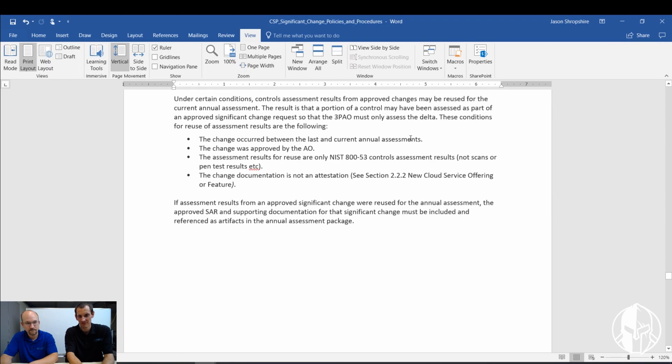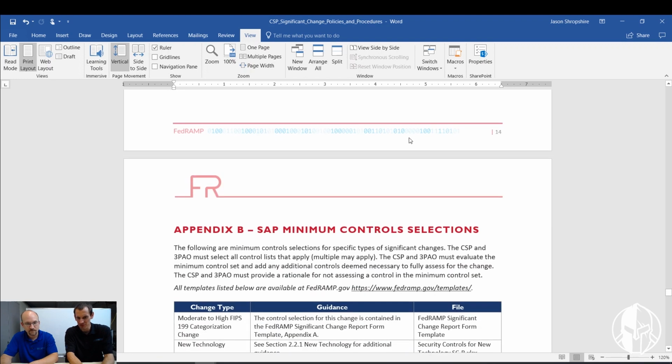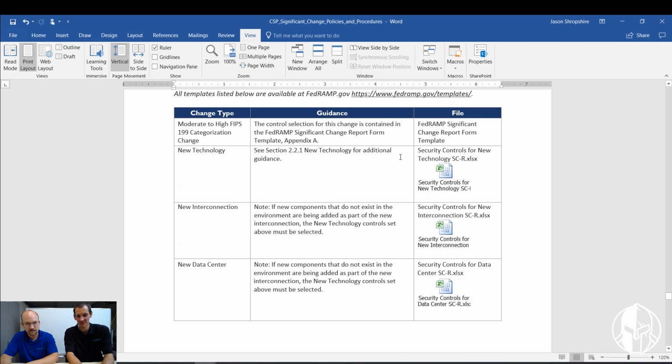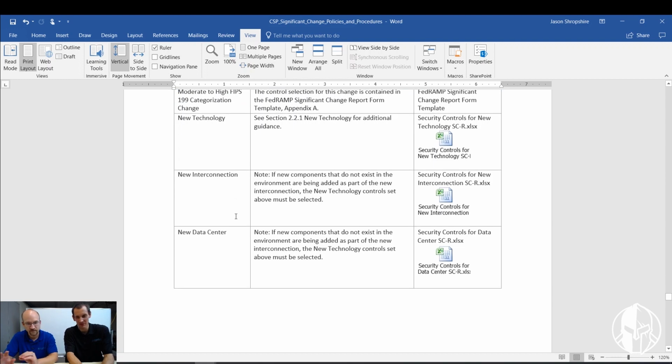And then it was Appendix B. Really, this is when they get into the appendix. Here's the different control breakouts that we were talking about for the different change types. So this is where they give you the actual security controls that they feel are impacted for a new interconnection or a new technology or a new data center. I think it's a really good job of being prescriptive about that kind of stuff and defining what they want to see.